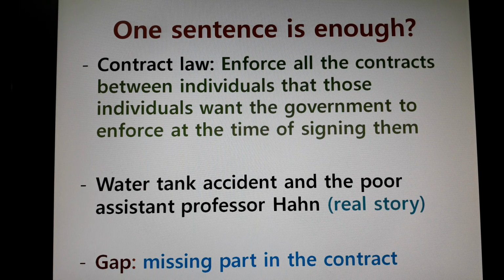Which means when you have a job with a company, so many little things can happen. They may happen, they may never happen. But if the contract is a perfect one, the contract should mention every one of them. If this happens, you do that. If this happens, you do that. That is a perfect contract. And we know so well the contract is never enough. We call that a gap, the missing part in the contract.